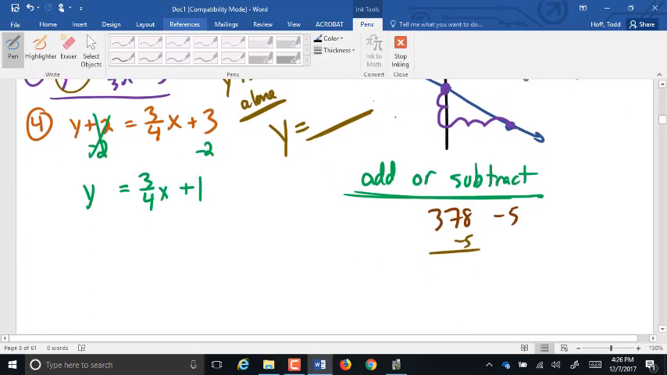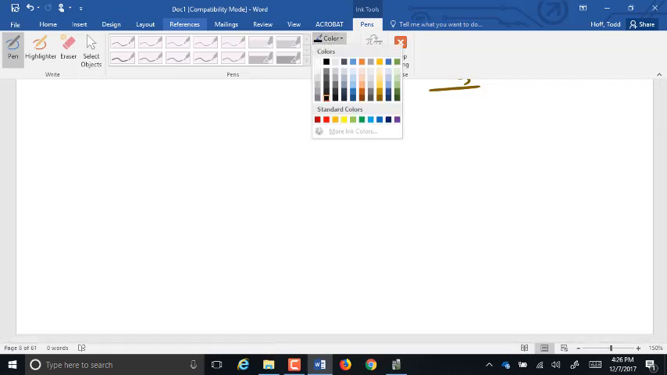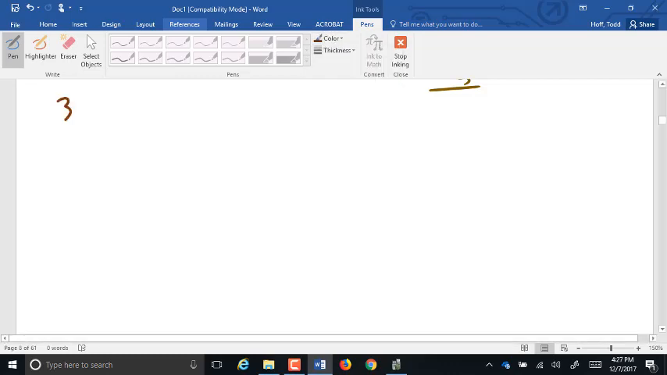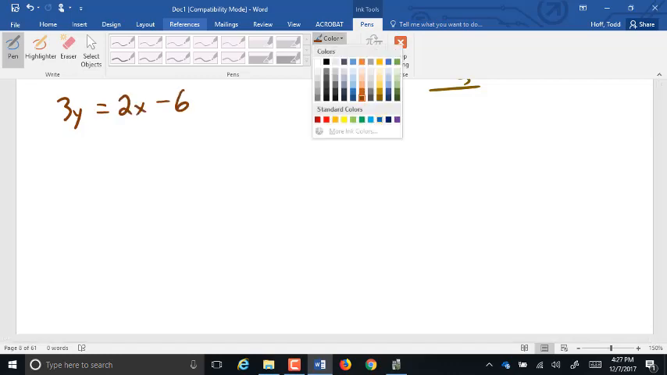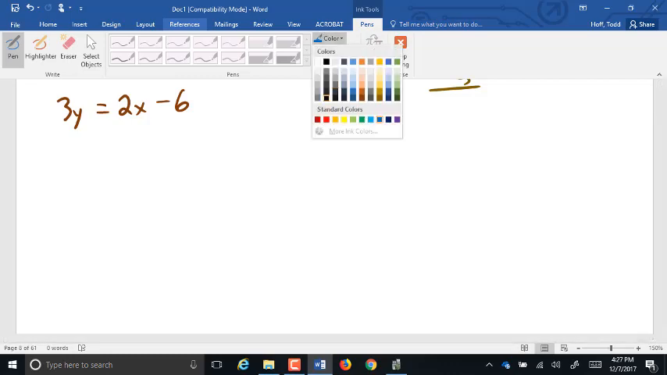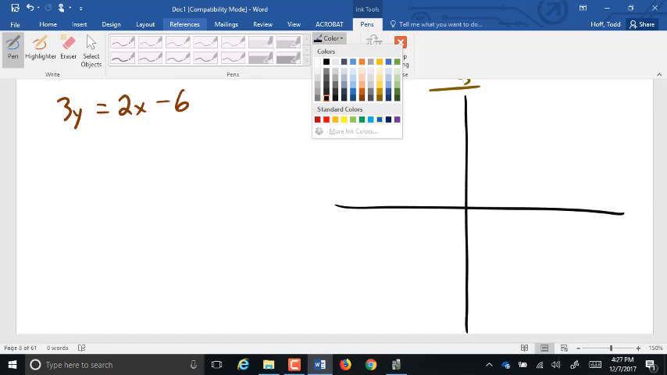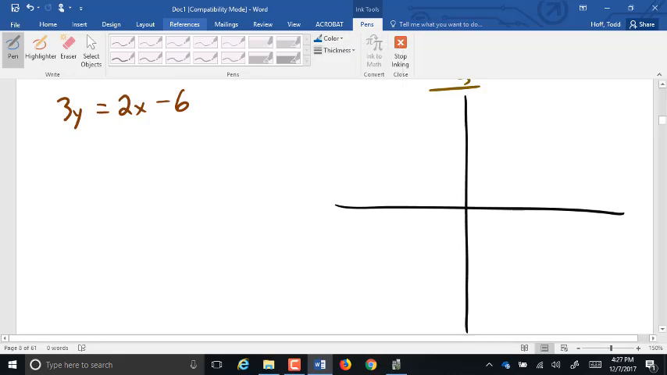Well, building on that, we might see something like this. 3y equals 2x minus 6. What's going on here? Yeah, y has been multiplied by 3. So to get it by itself, I have to divide by 3. Canceling that out gives us y.